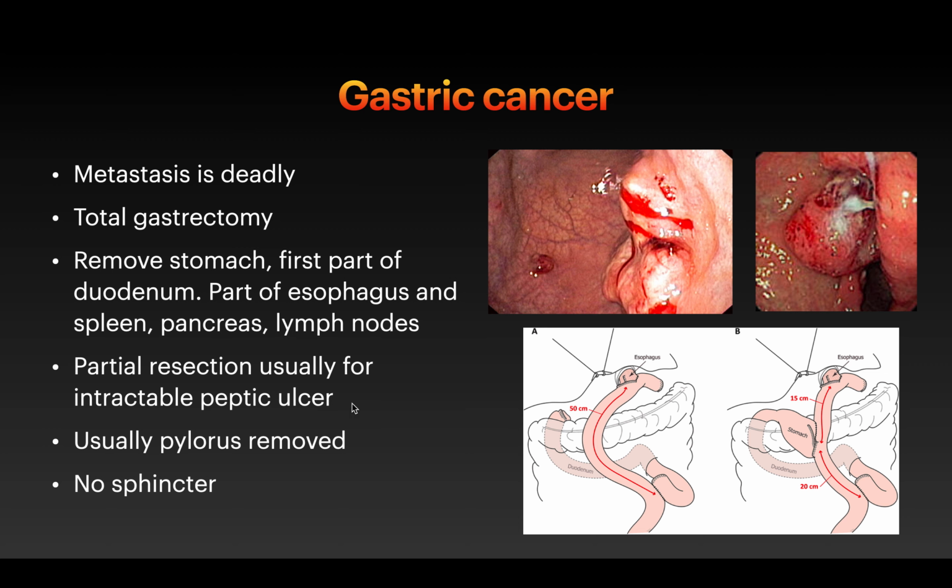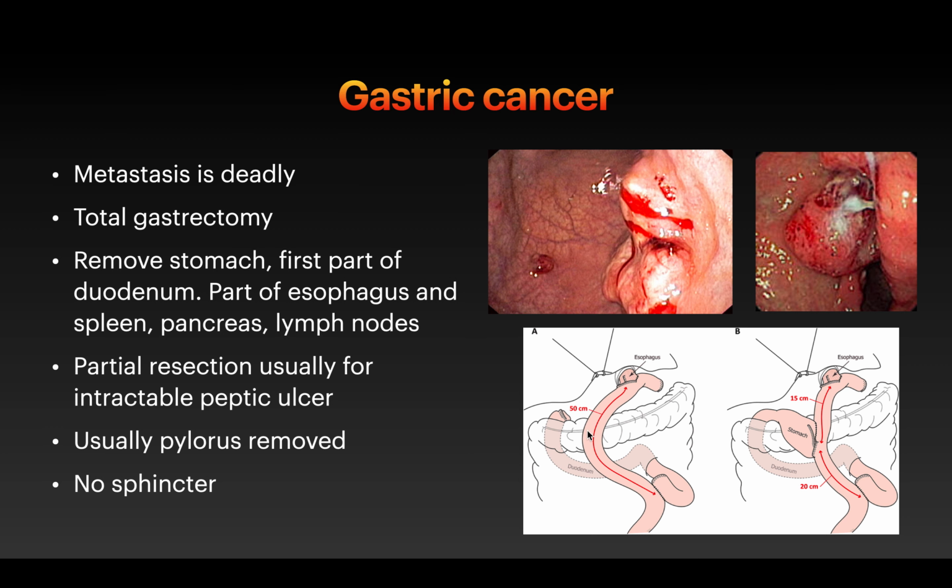It is pretty bad because it can also invade the nearby structures. So the only cure is really a total gastrectomy. You remove the stomach itself and the first part of the duodenum, along with the esophagus and the spleen and the pancreas and the lymph nodes. That's a lot to be removed. What do you do after all of that?